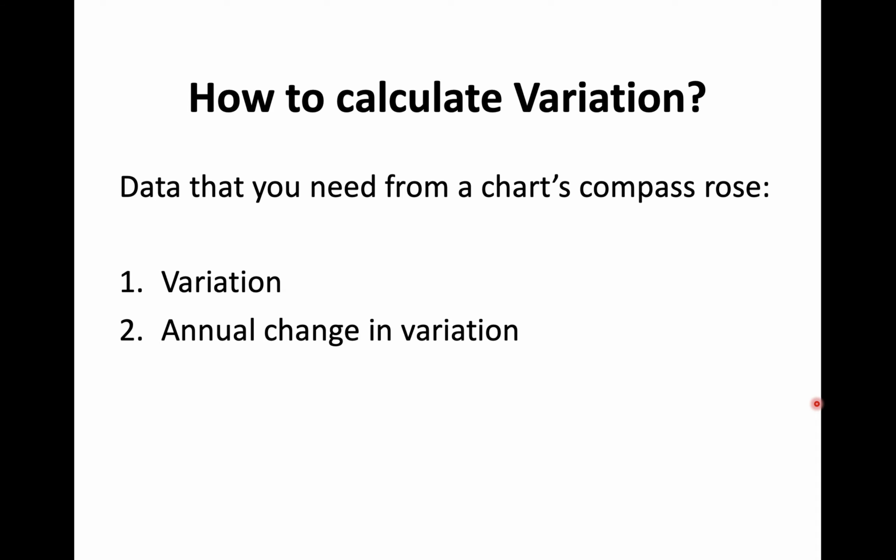We need the variation to be updated all the time so that we will know exactly where our compass is pointing. Before we calculate the variation, there are two things that we need. First, we need the variation itself, the data that you can see in the compass rose, and we also need the annual change in variation, also in the compass rose. The annual change is the one with the close and open parenthesis.